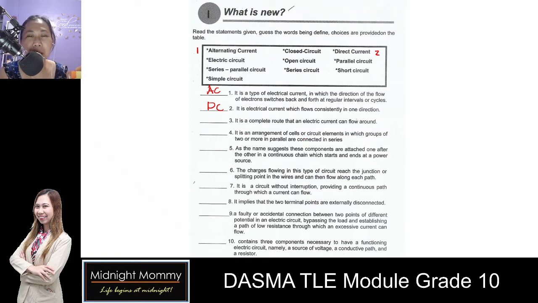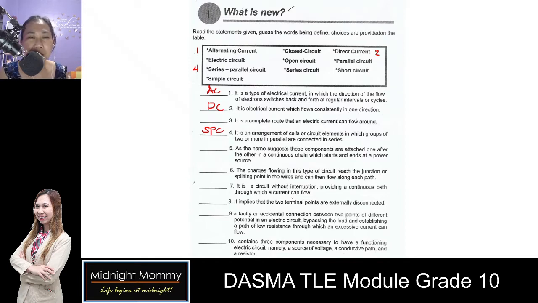Number 4, it is an arrangement of cells or circuit elements in which groups of 2 or 3 or more in parallel are connected in series. Okay, so ito na yung giveaway word, parallel at saka series. So ang sagot dito is series parallel circuit. So sulat ko na lang dito is SPC. Ayan, ito yung ating number 4.